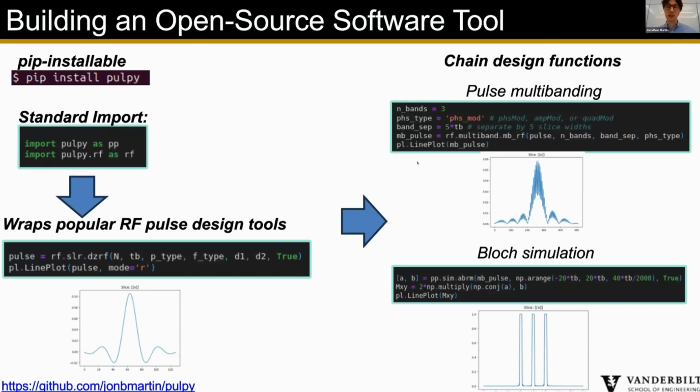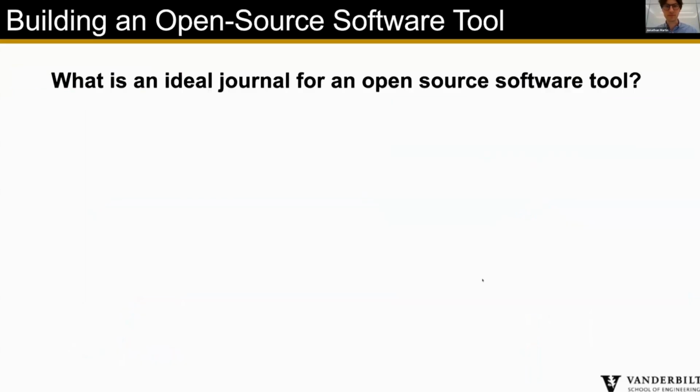And then because we have all of these other tools in the same package, you can chain together pulse design functions in a nice way. So taking this same pulse that we designed with this SLR design tool and making it a multi-band pulse for simultaneous multi-slice imaging, with just a couple of simple commands rather than its own GitHub repository, and then doing some simulation of that pulse, able to chain this together with just a few lines of code.